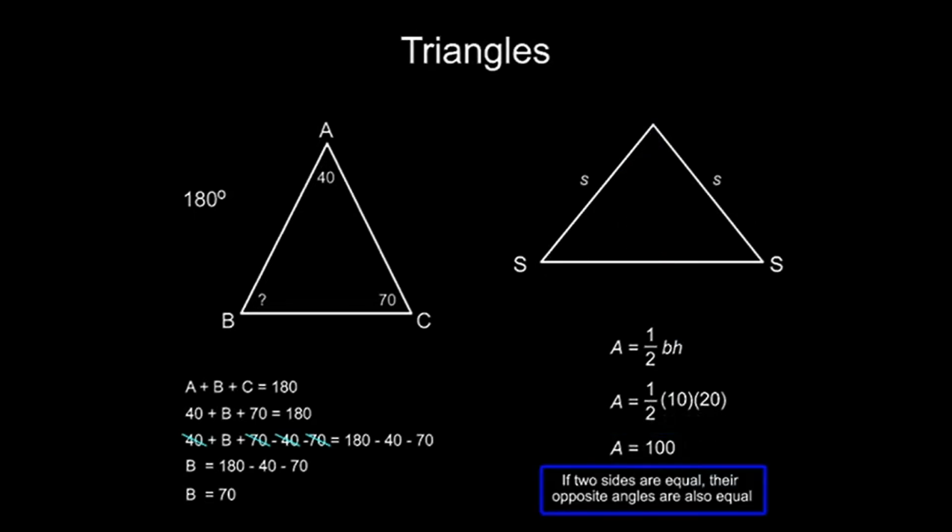Finally, for all triangles, if two sides are equal, the angles opposite those sides are also equal. Similarly, if all three sides are equal, all three angles are equal.